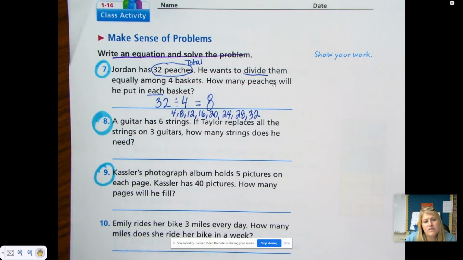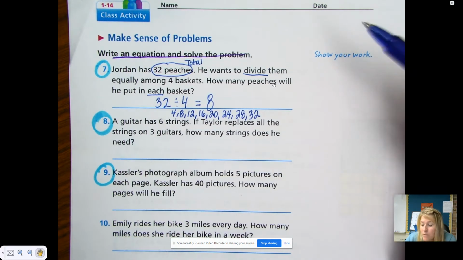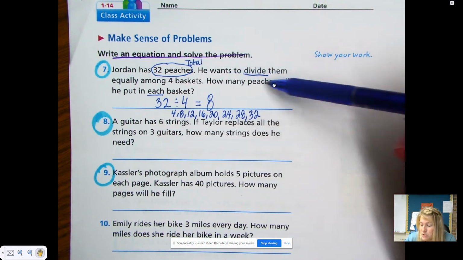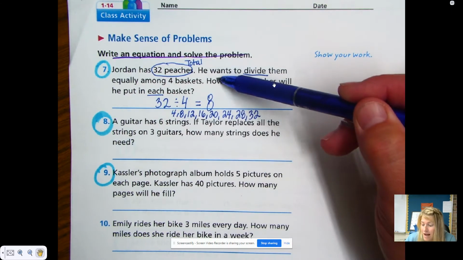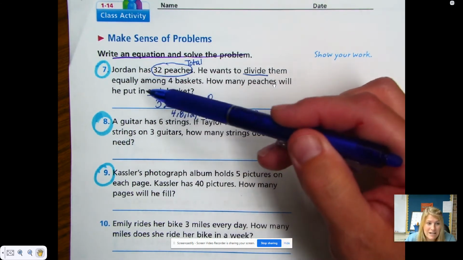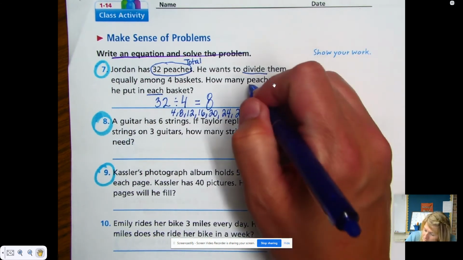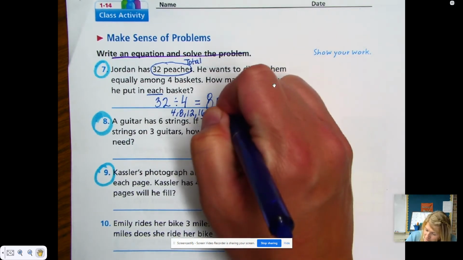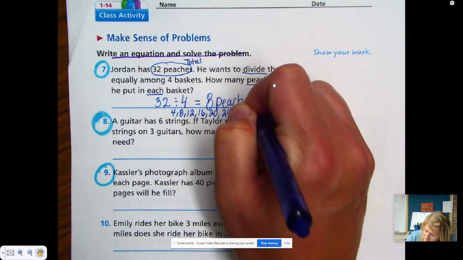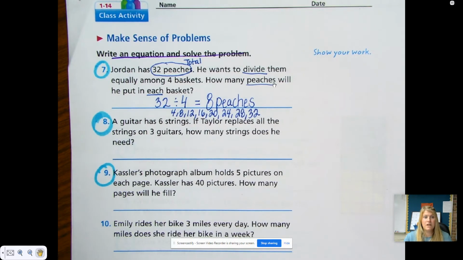I need to label that. So 8 what? Well, I can find my what for the label usually in that last sentence, right? How many peaches will he put in each basket? Well, he's going to put 8 peaches. So you guys, when we're solving these word problems, we're detectives. Kind of like putting on your detective hat and getting your magnifying glass and really looking for the clues that tell us what to do.